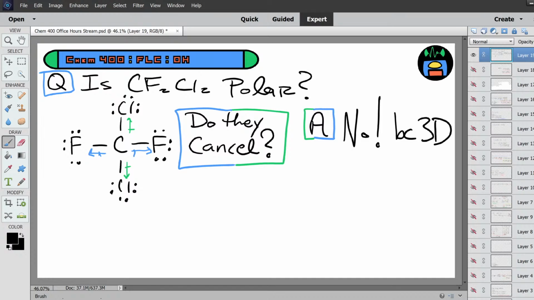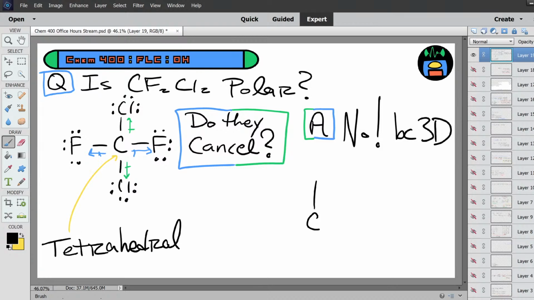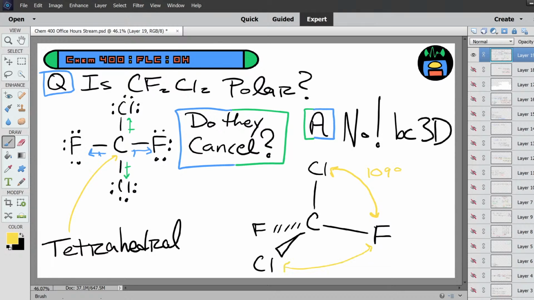Because of three dimensions. Remember, the Lewis structure does not reflect the shape of the molecule. And this carbon right here is tetrahedral. So those bonds from the two chlorine bonds and the two fluorine bonds are not 180 degrees apart from each other. They're all 109 degrees from each other. All of these bonds are not 180 where they're canceling. They're all 109. These two are 109. These two are 109. These two are 109.